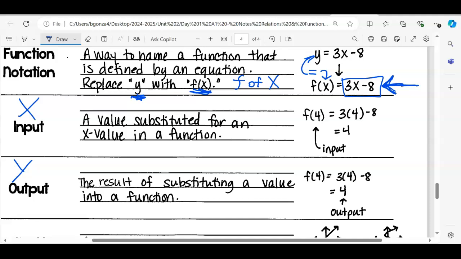So if I take 3x minus 8, and my input is 4, that means I'm going to replace this x with a parentheses 4. So 4 is being input. Now you could either use your calculator or do PEMDAS, 3 times 4 minus 8. You end up also getting 4. Now, these don't always match, obviously, but in this case, when you plug in 4 into that function, you end up with another 4. Okay? So your input is 4, your output is 4. Guess what your ordered pair would be? 4, comma 4. Okay?